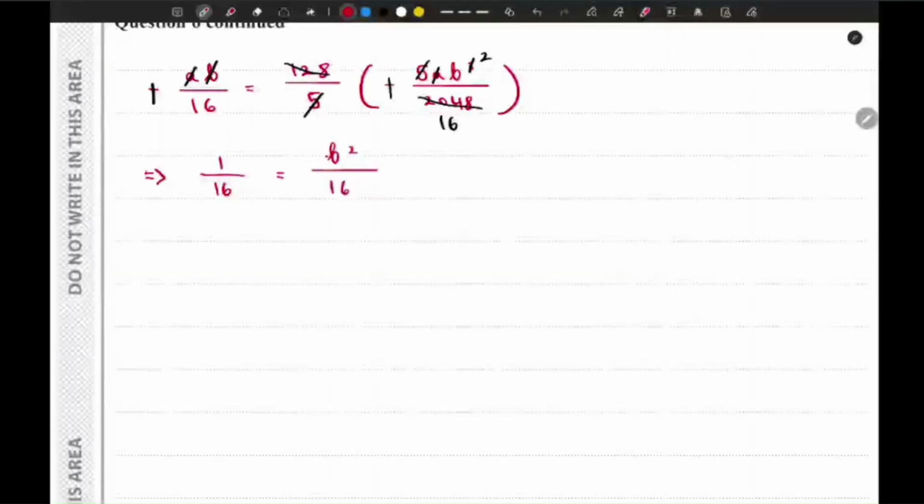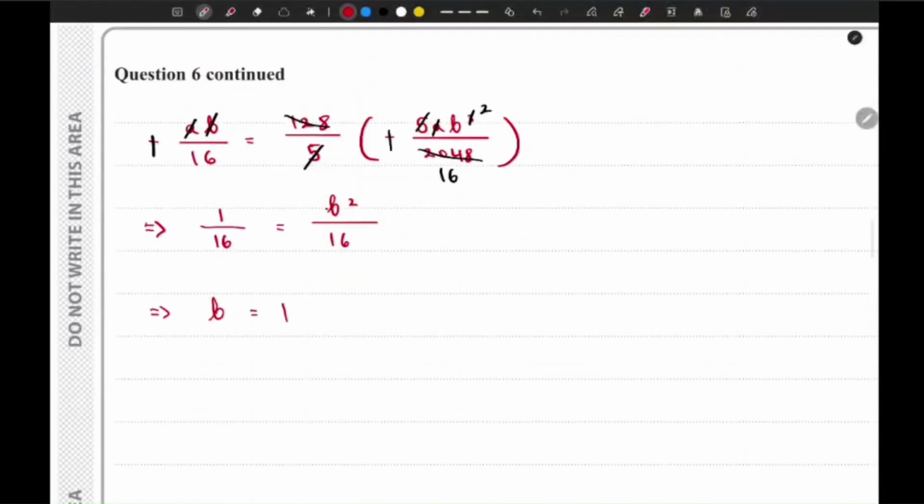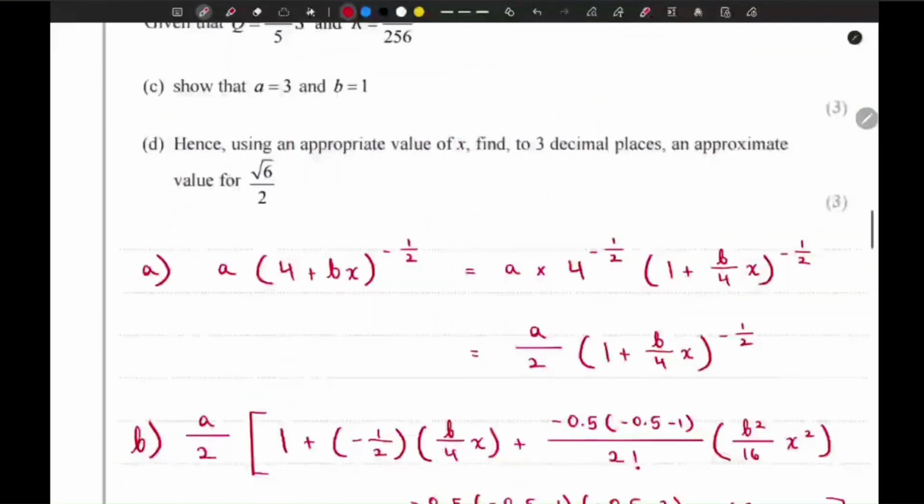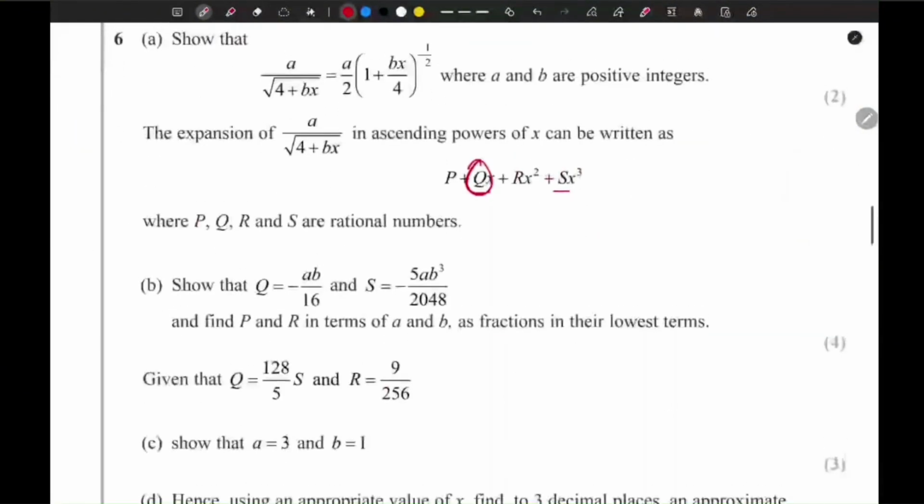So the value of B is 1. There will be two values of B: B equals 1 and B equals negative 1, since there's a square on top of B. B cannot be a negative number because in the first part they have said that A and B are positive integers.